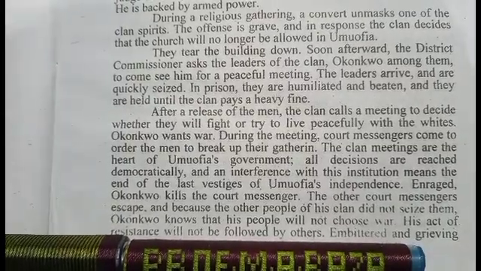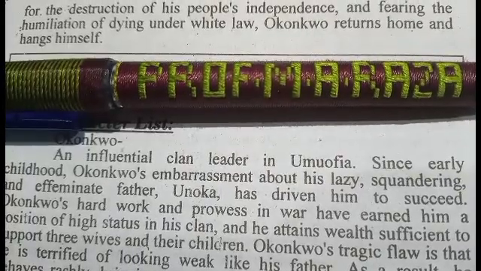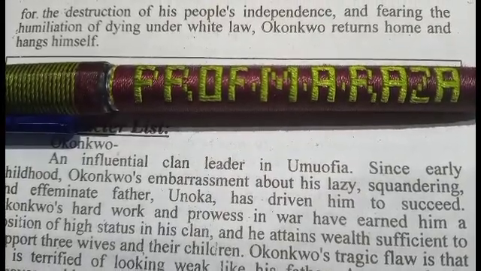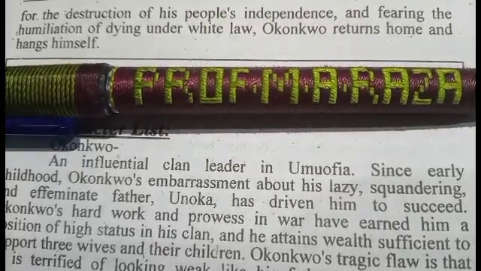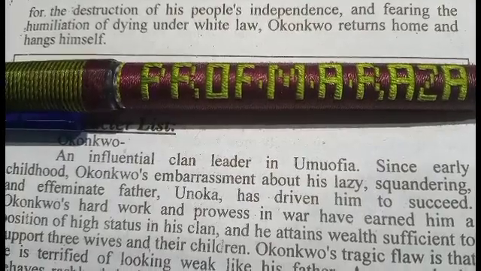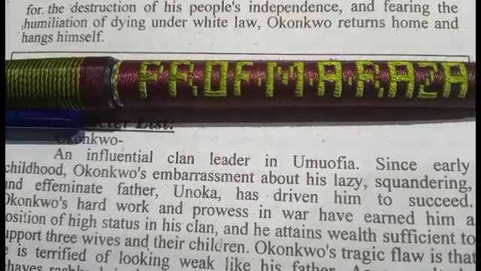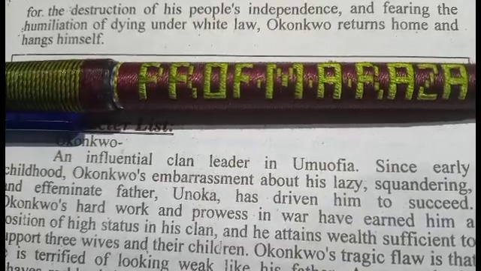Embittered and grieving for the destruction of his people's independence, and fearing the humiliation of dying under white law, Okonkwo returns home and hangs himself. So the azan, the prayer call, is coming, so I'm going to complete my lecture here.